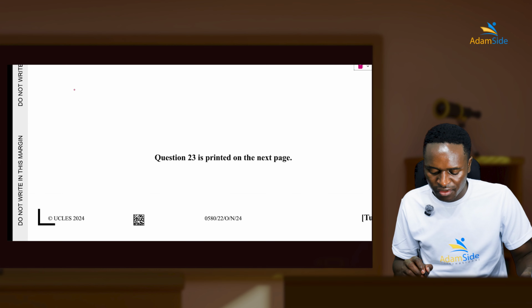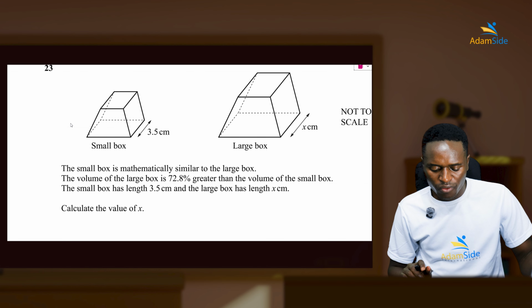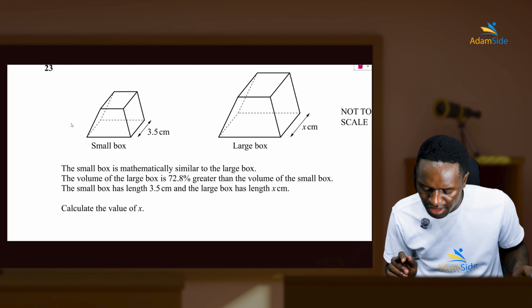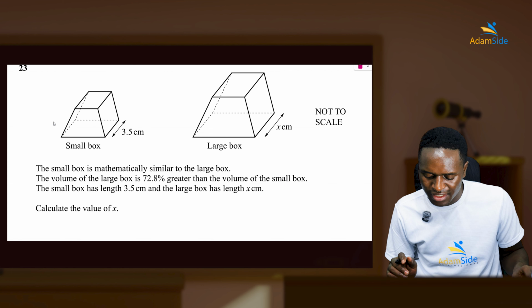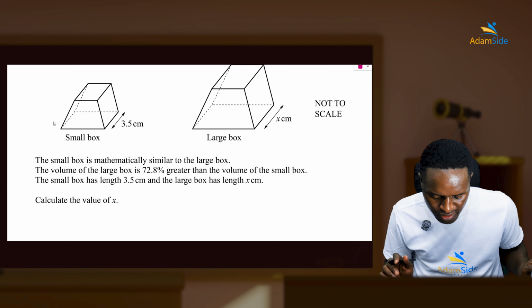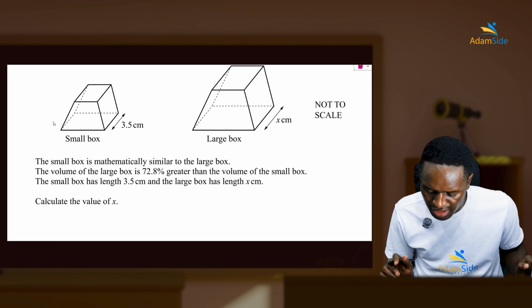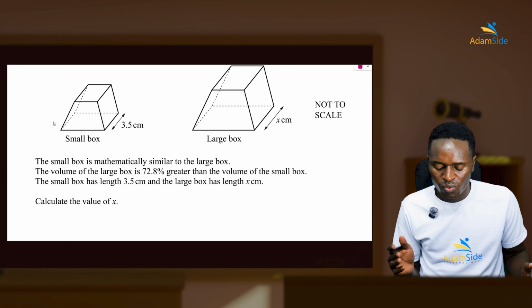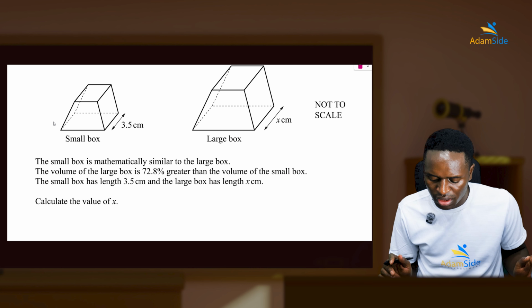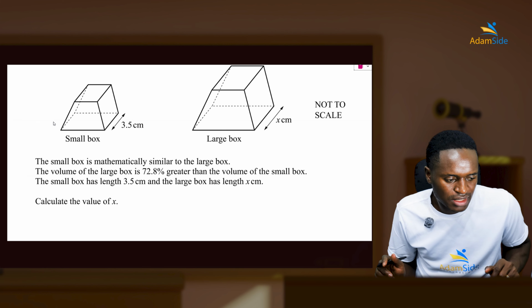Question, the last question of this paper. The small box is mathematically similar to the large box. The volume of the large box is 72.8% greater than the volume of the small box. The small box has length 3.5 centimeters and the large box has length x. Calculate the value of x. This is simple. You just equate the volume to the volume.